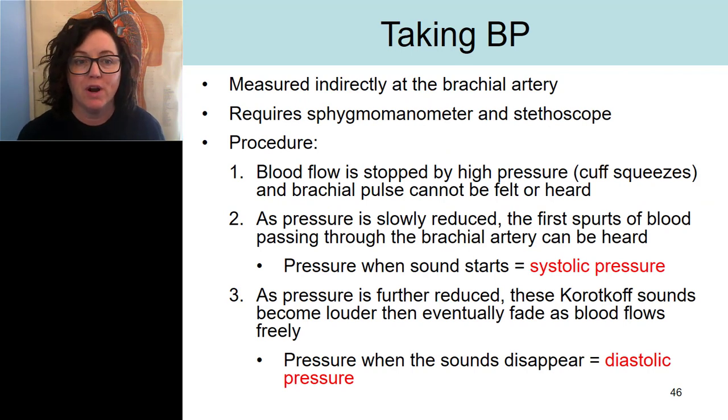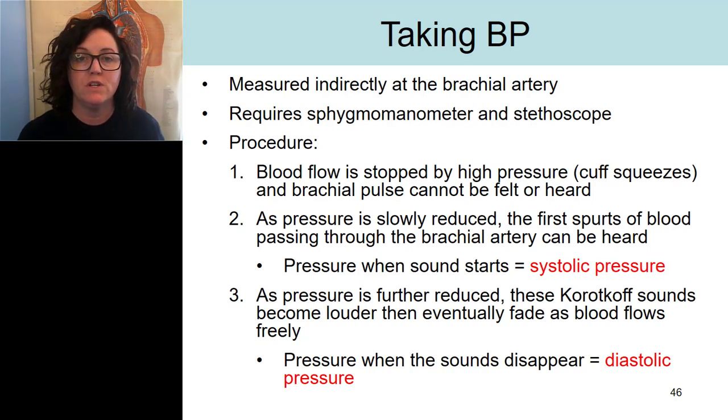So how do we take a blood pressure? Like heart rate, blood pressure is measured indirectly. If we wanted to measure blood pressure directly, we would have to open up people's chest cavities and put pressure-detecting devices in the arteries, and we don't do that, right? Instead, we do it indirectly at the brachial artery typically, using a sphygmomanometer and a stethoscope. Sphygmomanometer is just a fancy name for a blood pressure cuff.